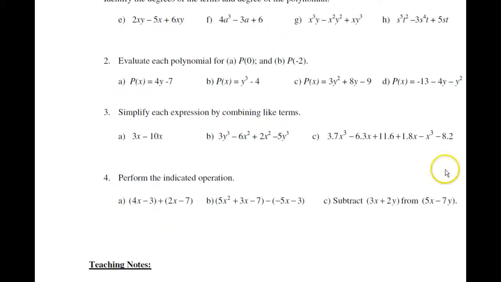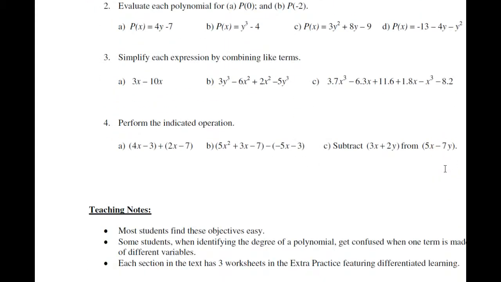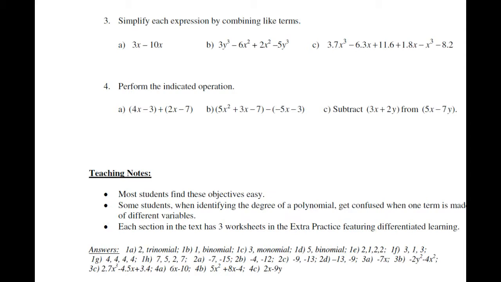All right, let's raise it up a little bit. For number 3, they want us to simplify each expression by combining like terms. Now, a like term by definition is 2a and 3a. These would be like terms because the variable is exactly the same, to the same power. So here, these are like terms.